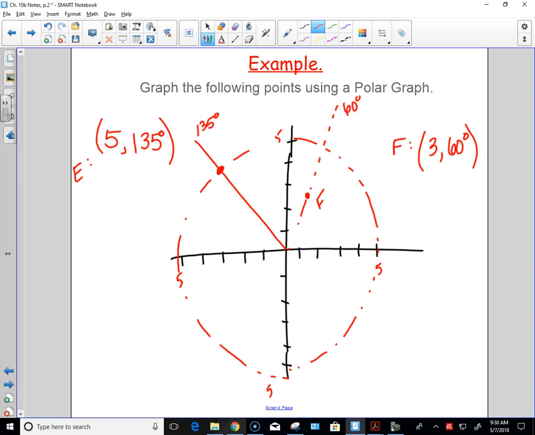All right, cool kids. That's it for today. We knew how to graph points in polar. We'll do equations tomorrow.